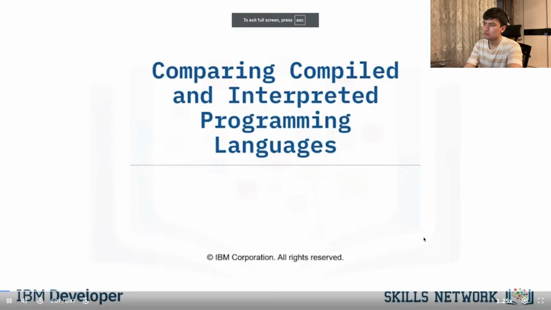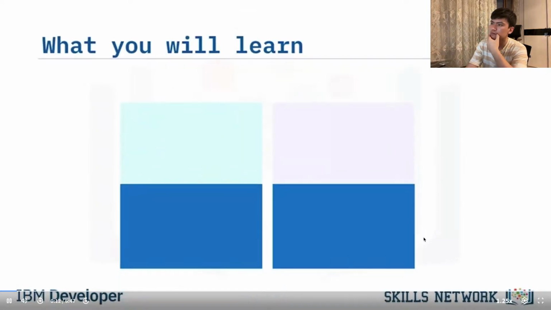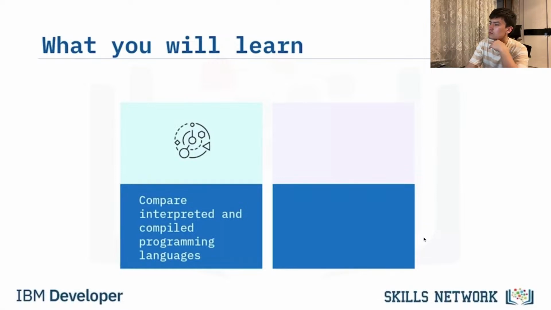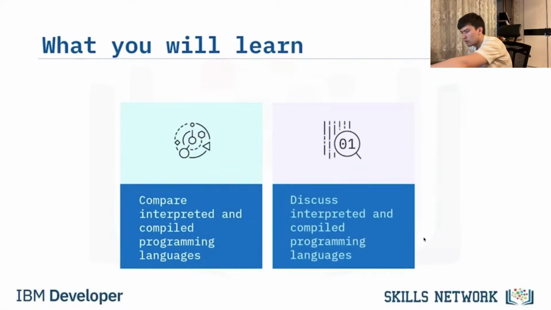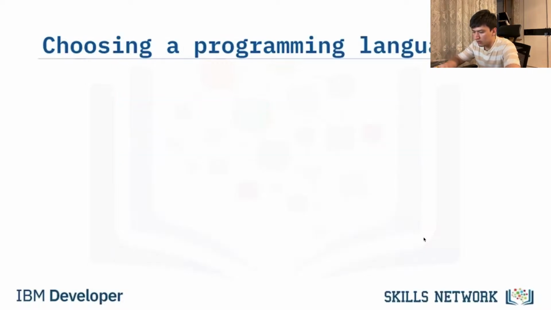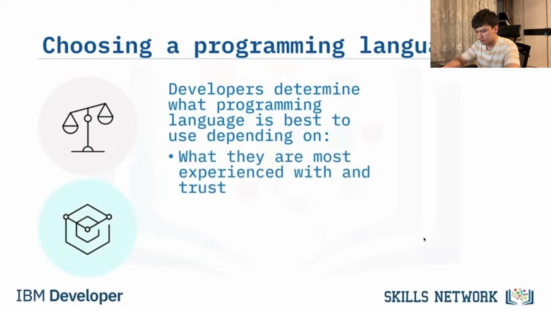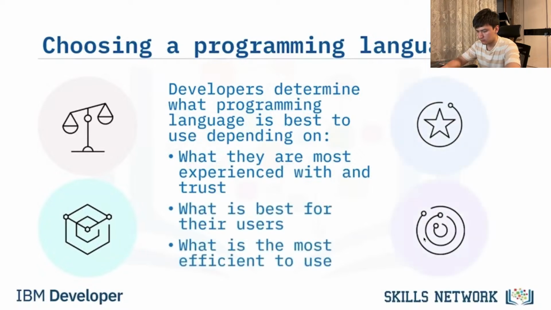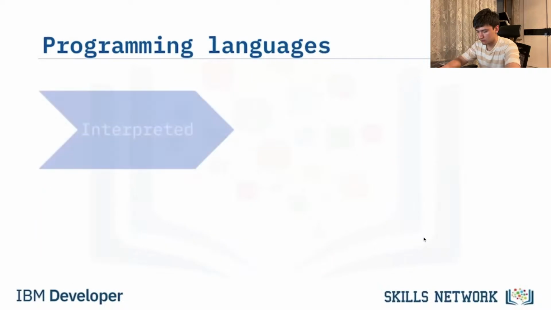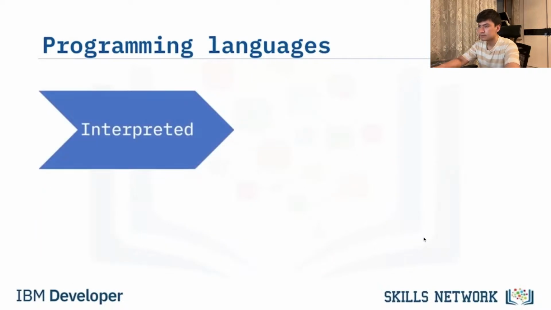Welcome to Comparing Compiled and Interpreted Programming Languages. After watching this video, you will be able to compare interpreted and compiled programming languages and discuss interpreted and compiled programming languages. How do developers choose a programming language? Developers choose which programming language is best to use depending on what they have the most experience with and what they trust, what is best for their users, and what is the most efficient to use. What are interpreted and compiled programming languages?